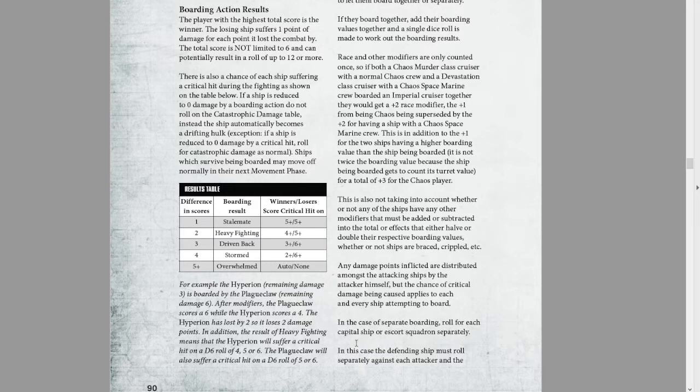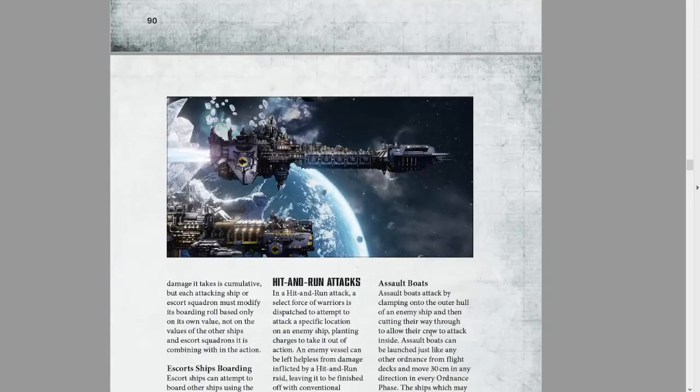In the case of the defending ship, it must roll separately against each attacker, and the damage it takes is cumulative, but each attacking ship and escort squadron must modify its boarding roll based only upon its own value, not the values of the other ships.